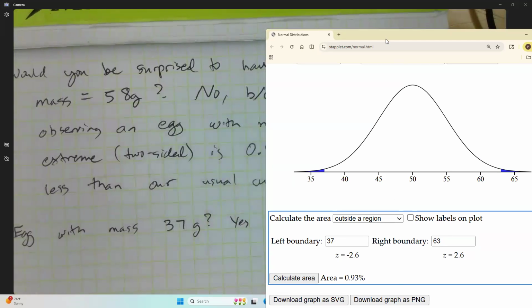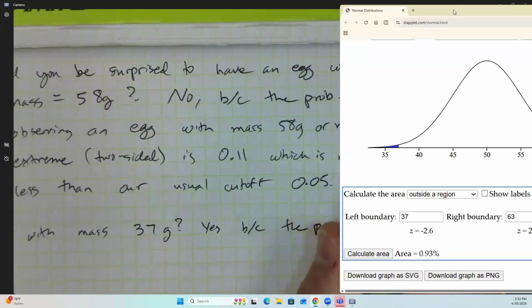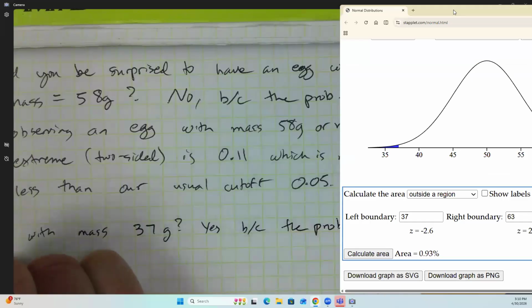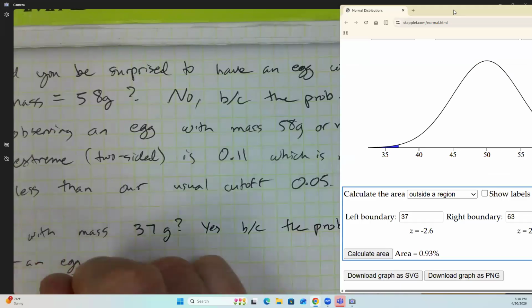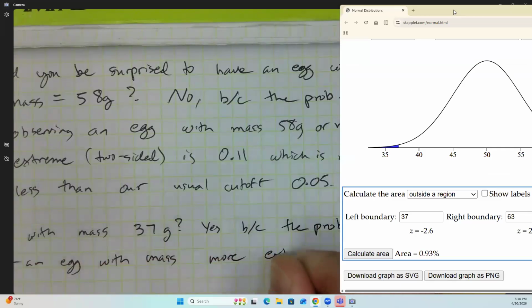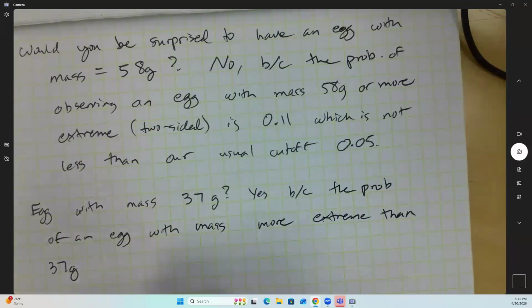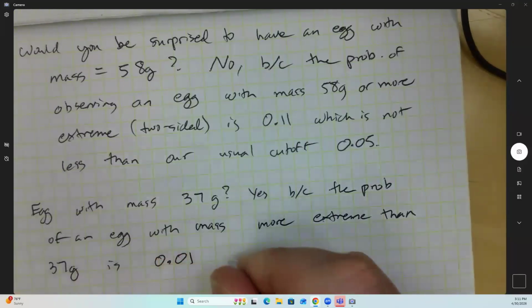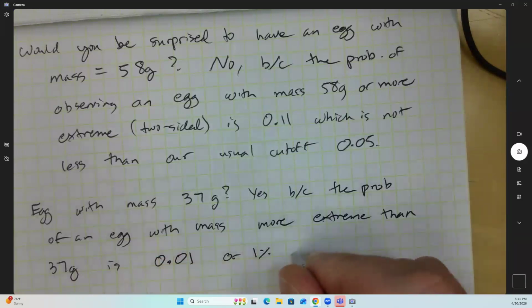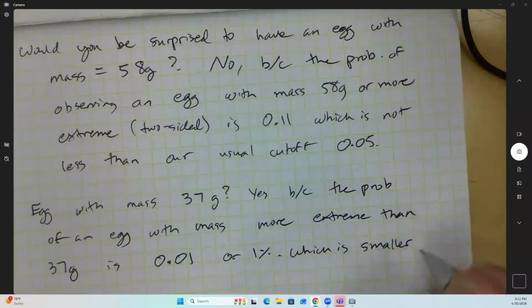because, let me put that up there. The probability of an egg with mass, let's just keep it short, more extreme than 37 grams is 0.01 or 1%, which is smaller than the cutoff.